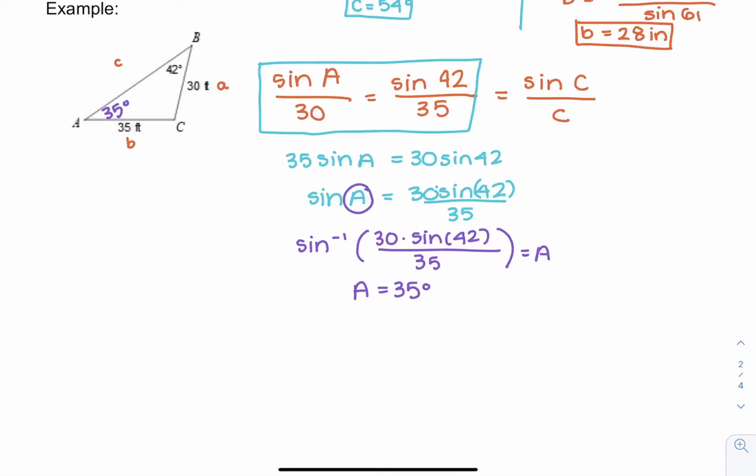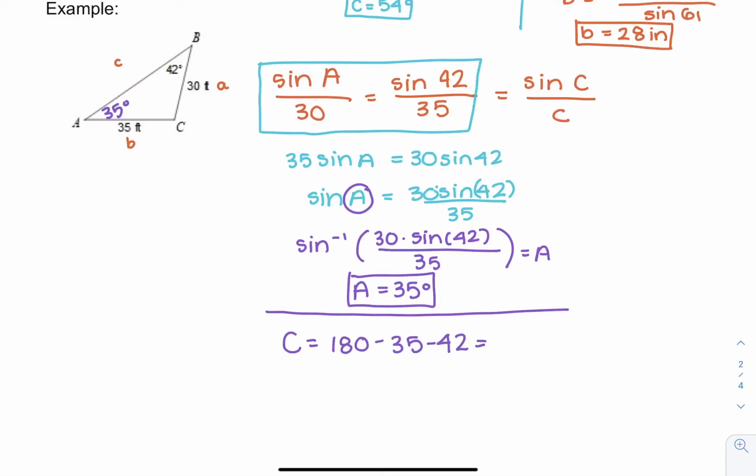Next up, let's solve for what angle C is. If they all add up to 180, then C is going to be 180 minus the other two angles. And we find that C is 103 degrees.